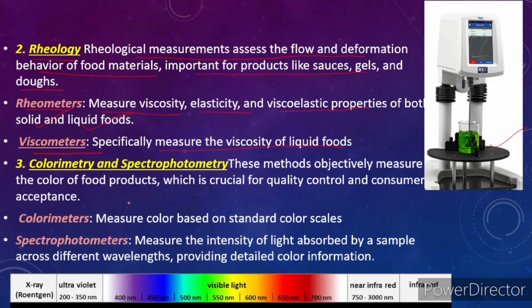This is the viscometer. Next is colorimetry and spectrophotometry. These methods objectively measure the color of food products. It is crucial for quality control and consumer acceptance.